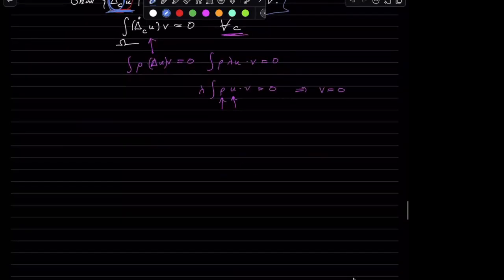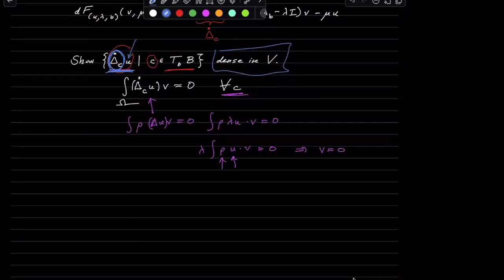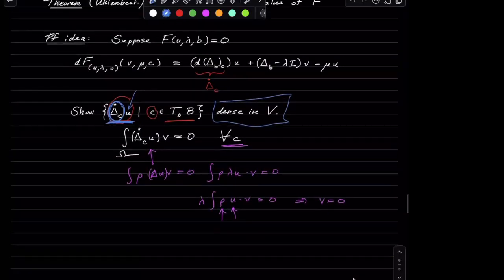Okay, so that's, yeah. Sorry, why did you only need to show that one of the terms has a dense image?